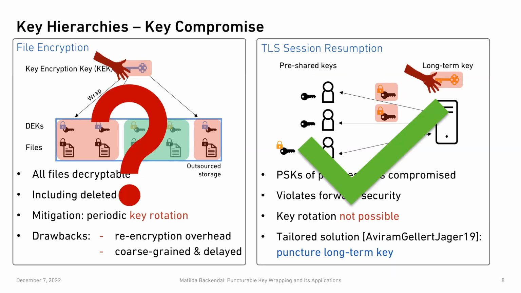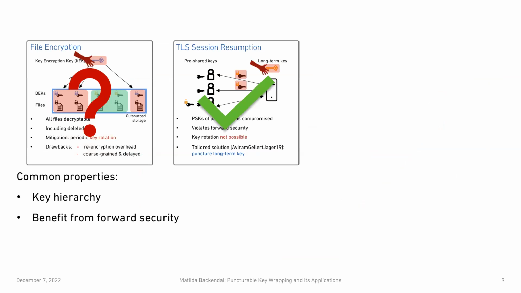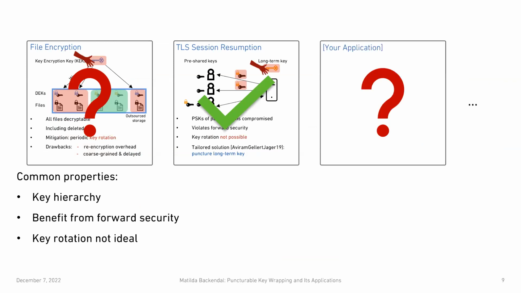Well, if we zoom out enough, we can see that these settings have a lot in common. Namely, they both have a symmetric key hierarchy. They would both benefit from forward security, and key rotation is not ideal in either case. And there are other applications which also fit this description. So wouldn't it be nice if we could find a solution that works for all of them?